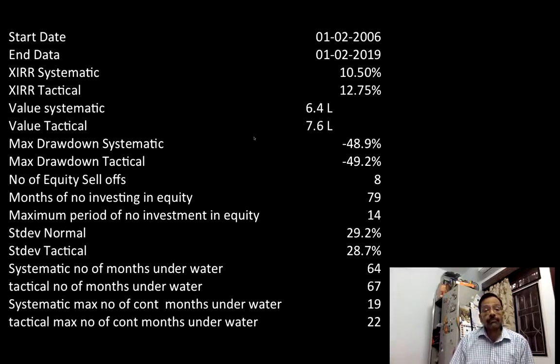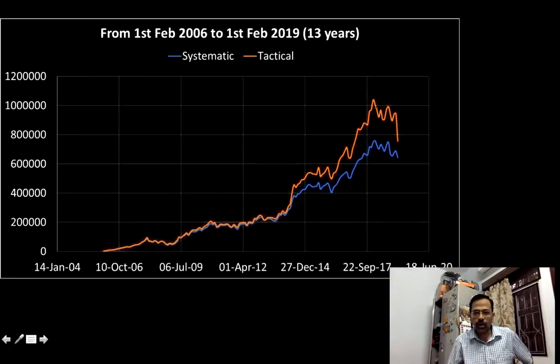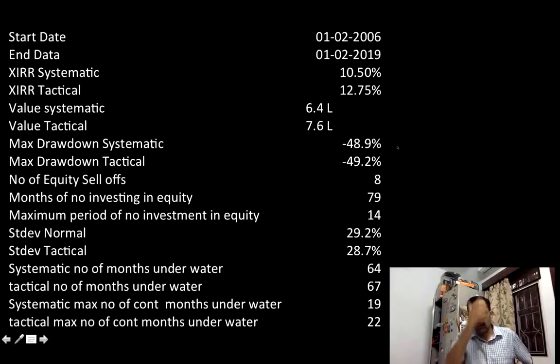The maximum drawdown means the fall from the peak of the portfolio to the bottom. Let me just go back here. Drawdown means that's the peak and it falls here. That's the drawdown: from this peak here, how much it has fallen down. For the systematic, the maximum drawdown is minus 48.9%, and for the tactical, it's a little more.